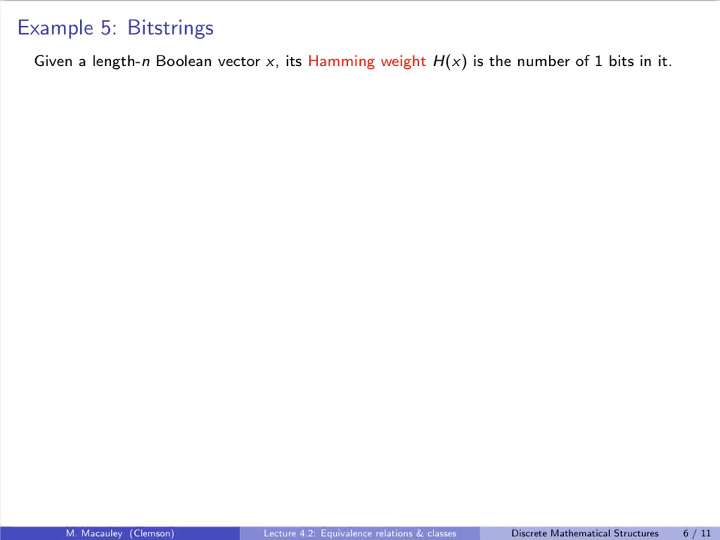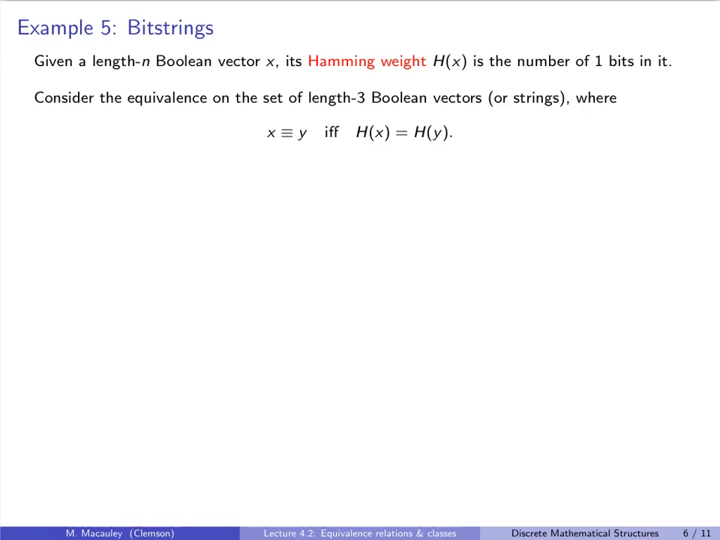Our fifth example is about bitstrings, which we can think of as length n Boolean vectors, or just length n Boolean strings, meaning we can write them as like 0, 0, 1, 0, or as 0 0 1 0. Either of these are fine. So given one of these things that has length n, the Hamming weight, h(x), is the number of ones in that string. For this example, I'm going to let n equal 3 and consider the equivalence on the set of length 3 Boolean vectors, or strings, where x is equivalent to y if and only if they have the same Hamming weight.